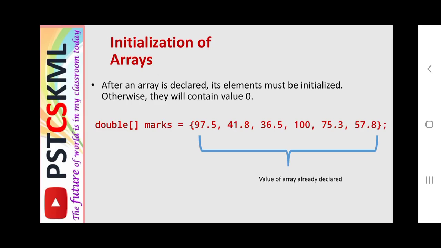Because we have 6 different values, but the index number will be from 0 until 5, because the first index will be i equal to 0. So 97.5 will be stored at the first index, which is 0, and 57.8 will be stored at the last index, which is index 6, but the total length for this array would be 7. Okay, the total length for the array will be 7.